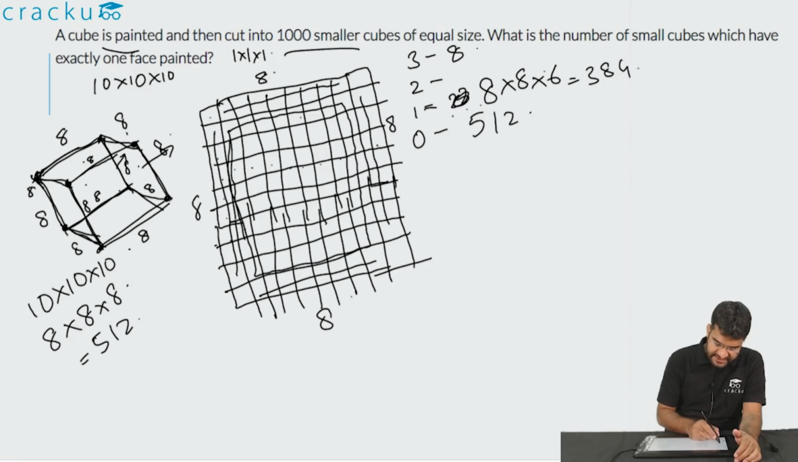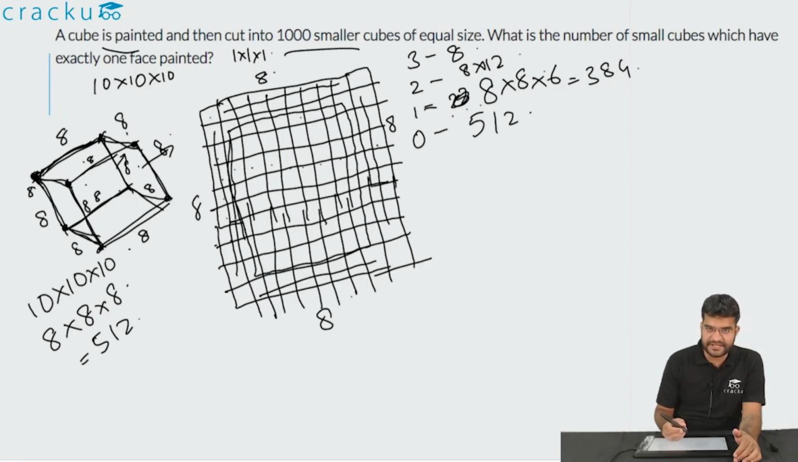So in each of these, the cubes which are on the edge but in the middle, and not at the 8 vertices, will have 2 of their sides painted. So the number you will get over there is 8 into 12.